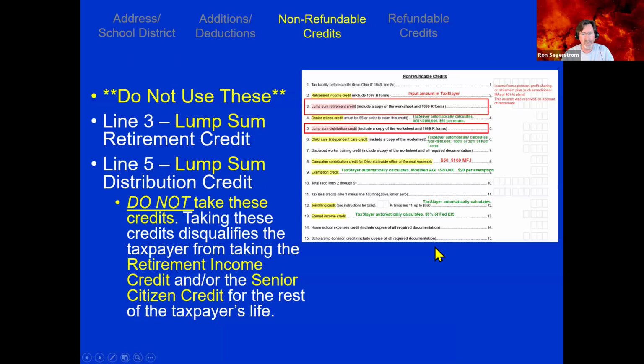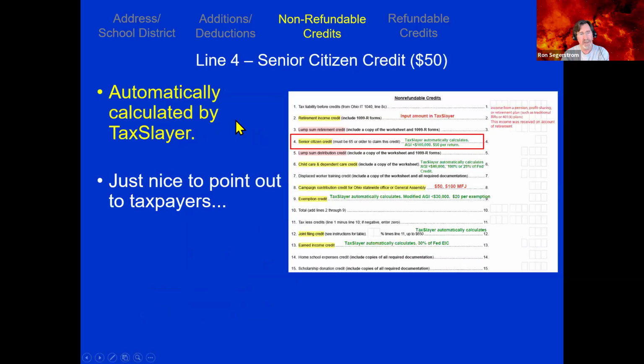Any questions so far? We're good? Okay. Again, don't use the lump sum credit, line 3 or line 5, because they disqualify the taxpayer from taking a retirement or senior citizen credit for the rest of their life. That's a big responsibility to put on me to say, no, sorry.